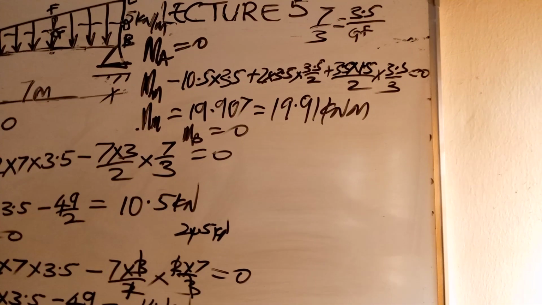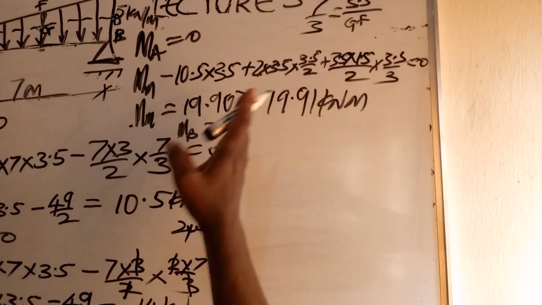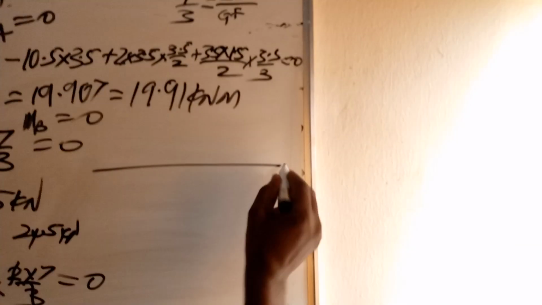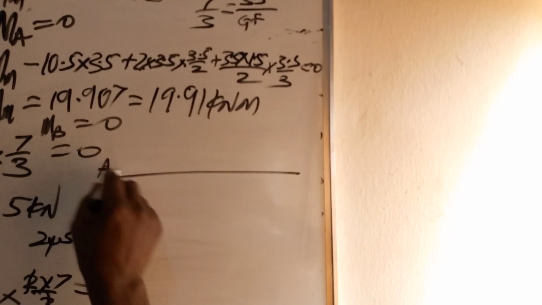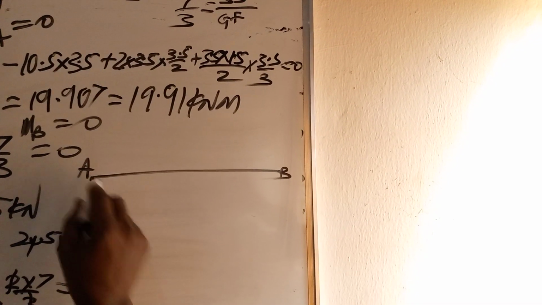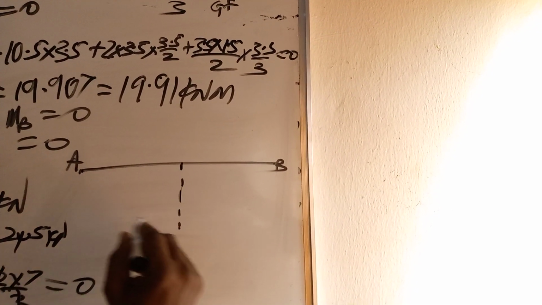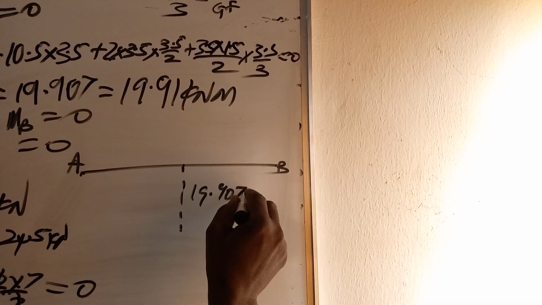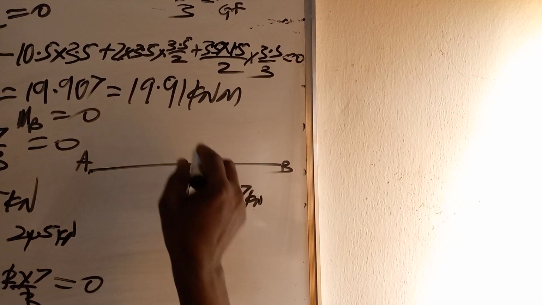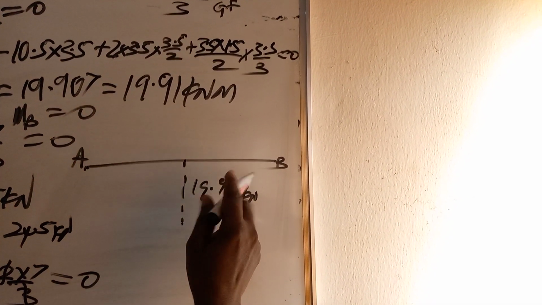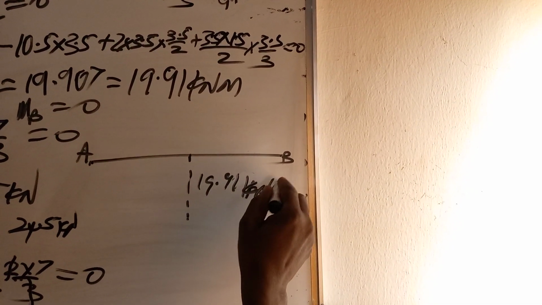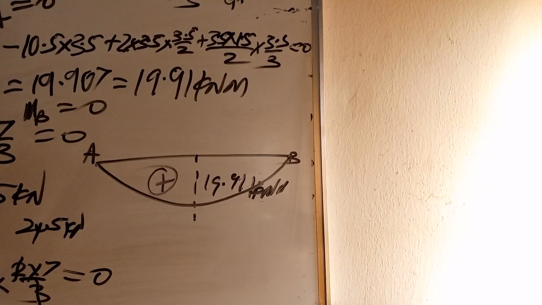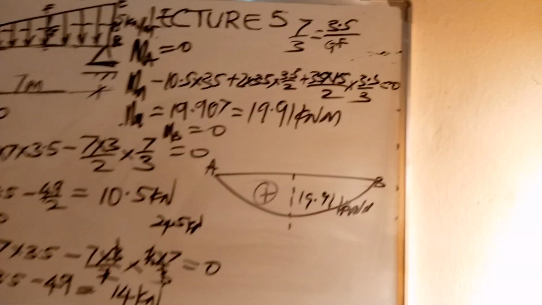So drawing the bending moment diagram is easy. If you look at it, the moment equation is quadratic. So this is A, this is B. At this point, at the middle here, the moment is 19.91 kilonewton meter. So it's a curve. That's the bending moment diagram.